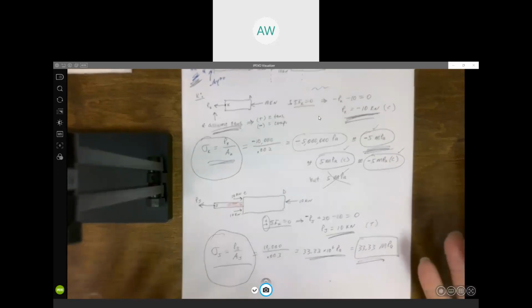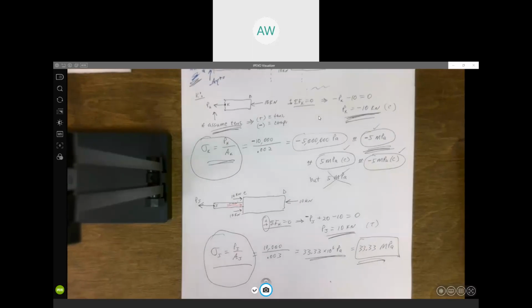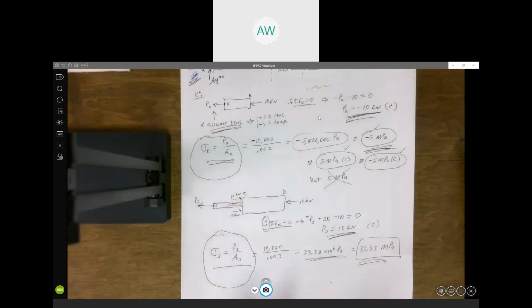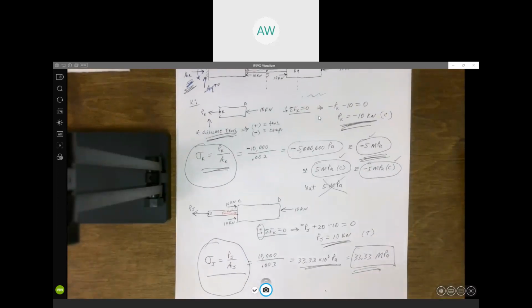So there's one example. We'll do one more example maybe tomorrow before we move on to talking about shear stress. So we'll wrap up with, again, any questions you might have on this particular example or anything related to normal stress.